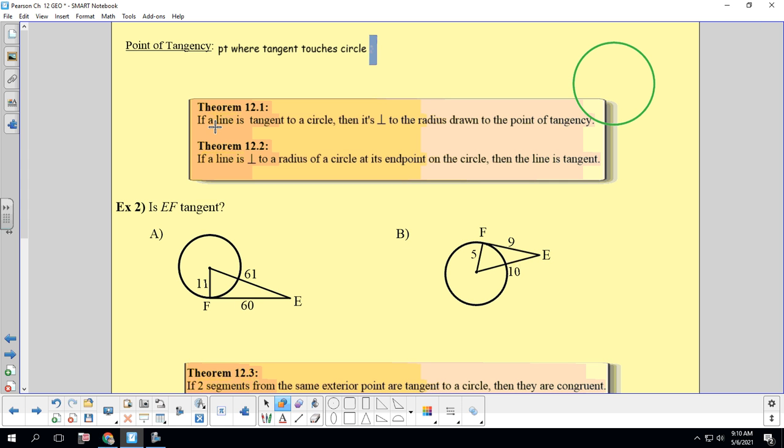All right, so here's a circle. If a line is tangent to a circle, so let's get a line that's tangent. Then it is perpendicular to the radius, so right where it touches, down to the radius. Right at that point, we are perpendicular. Oh, that yellow is not going to work for me. Perpendicular.